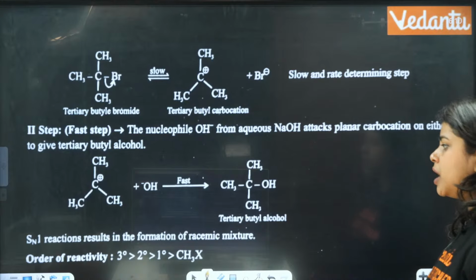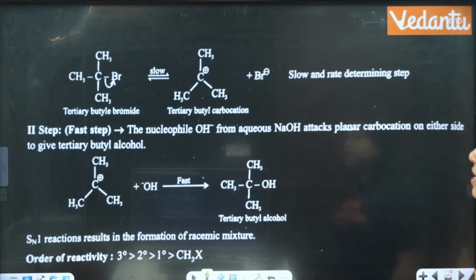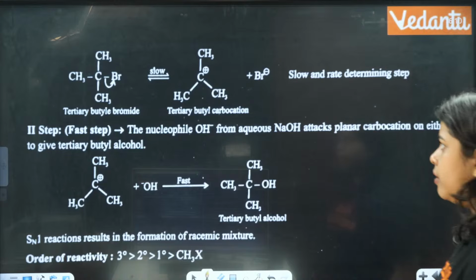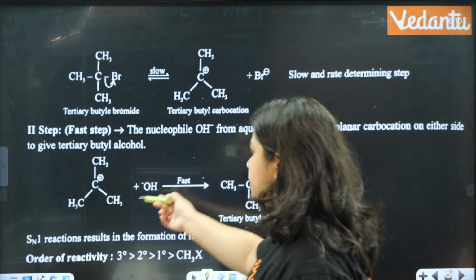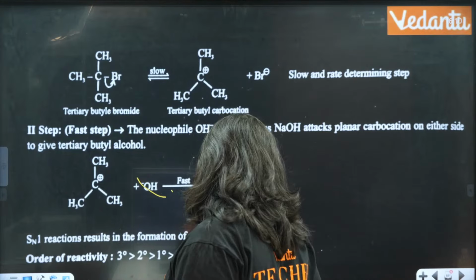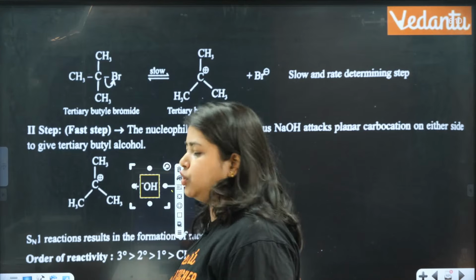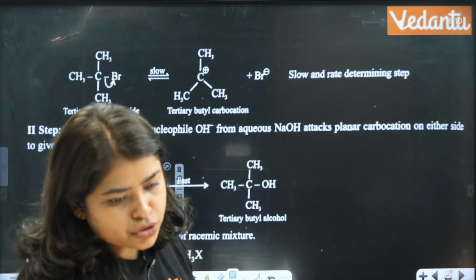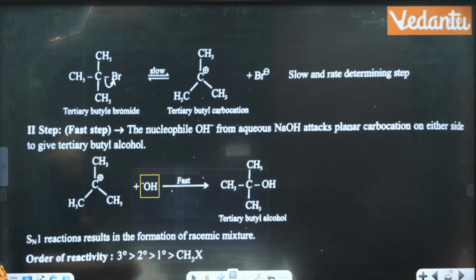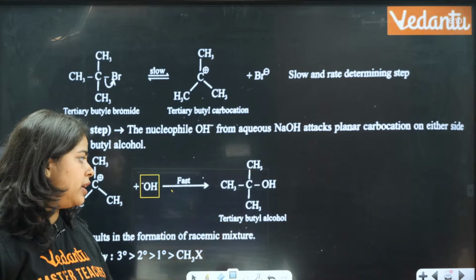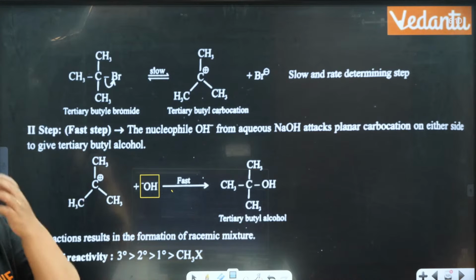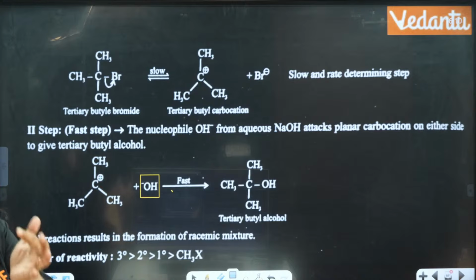I just showed it like this already. See how it happens in the fast step. This is how the fast step is gonna happen. Okay, so when this is formed, that will be formed. We are going to react it with OH. We are going to react it with OH. Okay, let's react with OH, and then by the fast process we are going to get tertiary butyl alcohol. We are going to get what? Tertiary butyl alcohol.